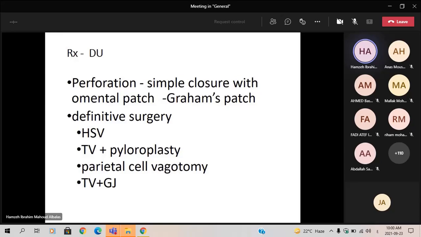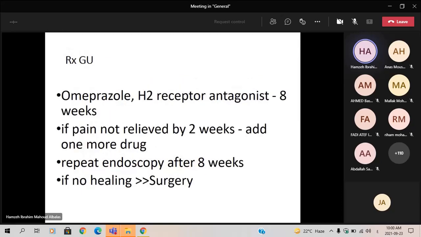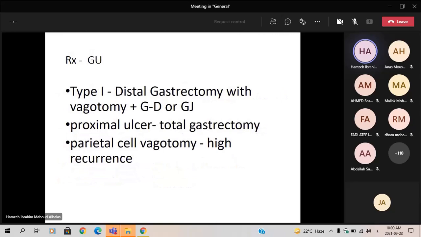We insert omentum in the perforation, and we take a stitch or we fixate the omentum in the perforation area. So we close the perforation and we give double-dose PPI, or PPI as a continuous dose of treatment. For treatment of ulcer, we can do distal gastrectomy if there is perforation, and gastroduodenostomy or gastrojejunostomy.